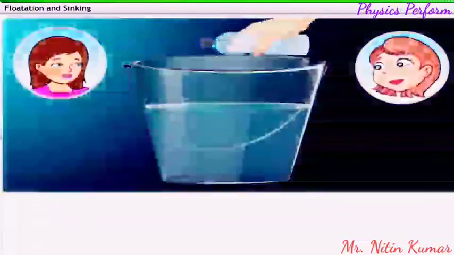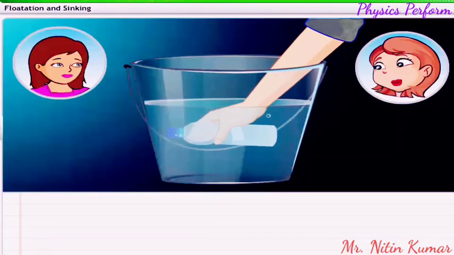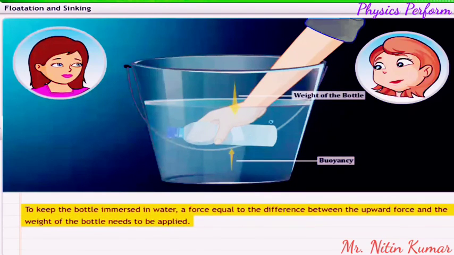In order to make the bottle immerse completely in water, the volume of water equivalent to that of the bottle must be displaced. Note: to keep the bottle completely immersed, the upward force on the bottle due to water must be balanced. This can be achieved by an externally applied force acting downwards. This force must at least be equal to the difference between the upward force and the weight of the bottle.